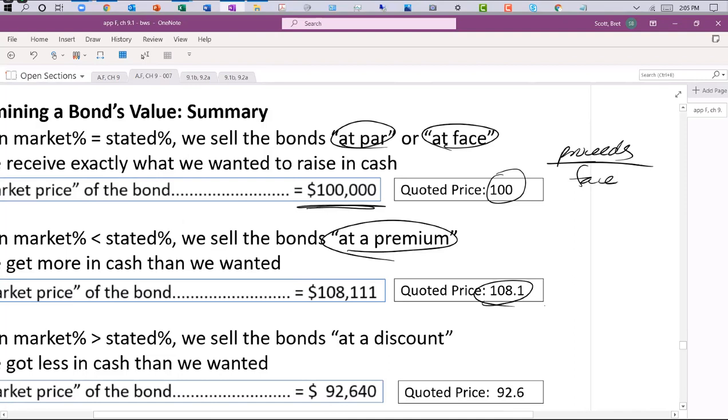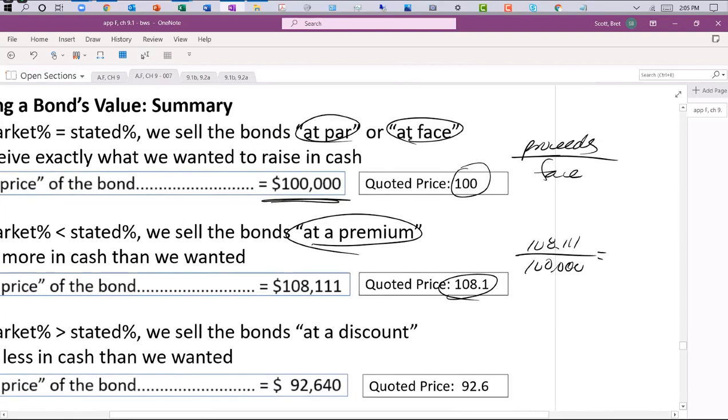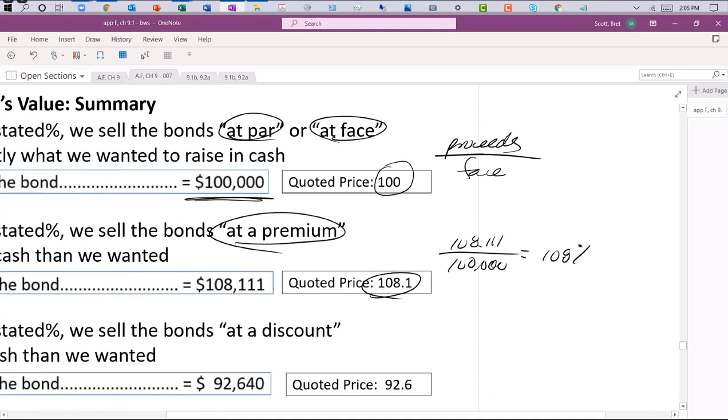On the exam, sometimes I give you this information. Sometimes I tell you what the proceeds are. Sometimes I just tell you what the price is. What is the price? It's a percentage of face. So if I get 108,000 divided by the face value of 100,000, right? That gets me roughly about 108%. And that's what the quoted price is. It's stated as a percentage of face value.